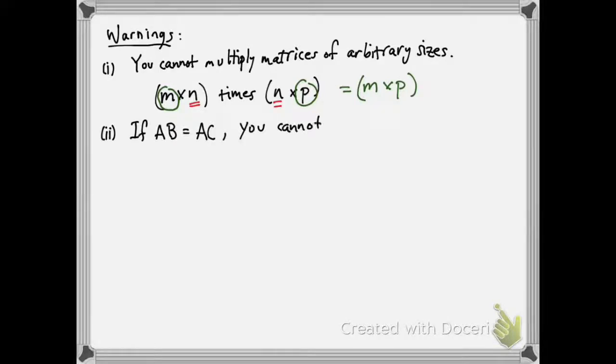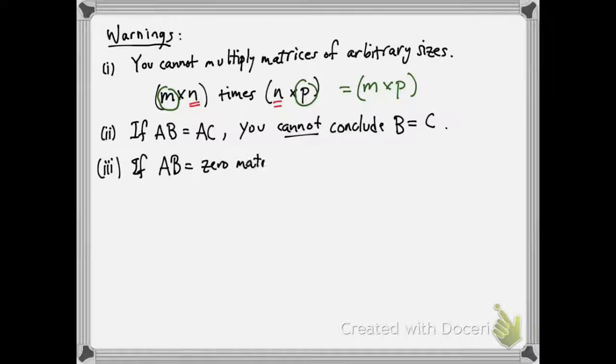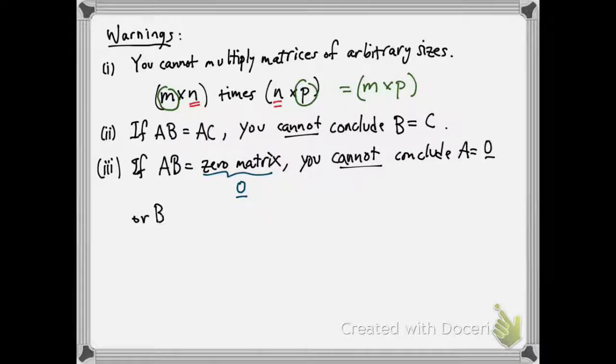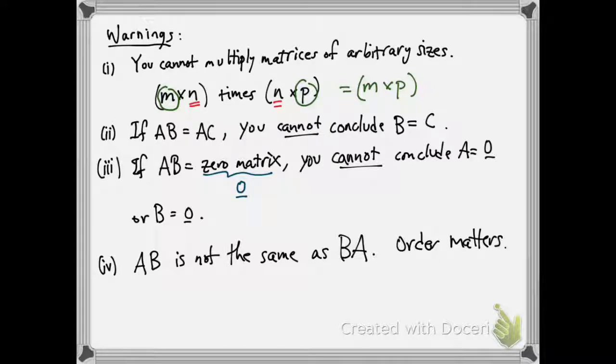Two, if A times B equals A times C, you cannot conclude that B equals C. And three, if AB is the zero matrix, which we'll denote maybe with a 0 and an underline, you cannot conclude that A equals 0 or B equals 0. It might be the case that neither one is 0, but they multiply to the zero matrix. Four, order matters. So A times B is not the same as B times A.